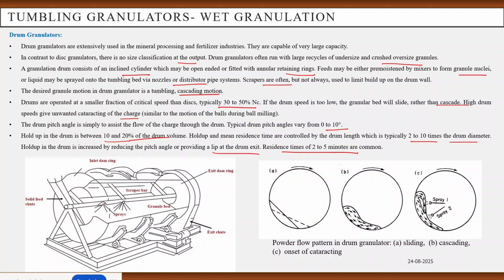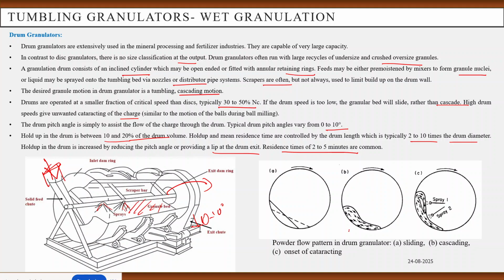So here we can see this is the drum, and it is inclined, it is placed at an inclination of 0 to 10 degrees. Here the continuous spray is happening. Solid is fed from here, and here we can see the granule bed, and we are getting the agglomerated product at the outlet.